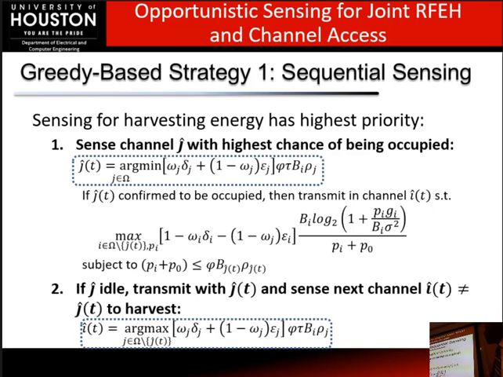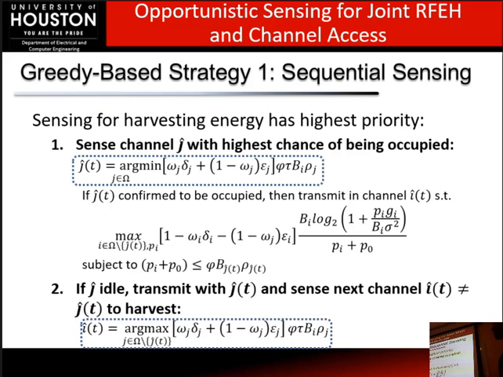It's called sequential sensing. In this case, we sense one channel for harvesting energy, because whatever we harvest, we need to use it for transmitting information. We need to use that energy to transmit information. So that channel is the one that has the highest chance of being occupied. This is the energy. So if you confirm that the channel J hat is occupied, then we need to find one channel that is free. It's just 1 minus the probability of being occupied that we can use to transmit information.